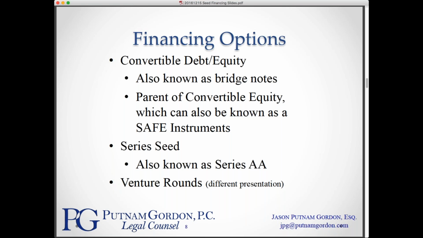Convertible debt and convertible equity are like kissing cousins, if you will. They go by a couple different names. Convertible debt is sometimes called bridge notes. That's the more old school word for them. There are some companies out there, like 500 Startups, that have their own form that they market and use, and those are called KISS notes, which I think stands for keep it simple security or something along those lines.